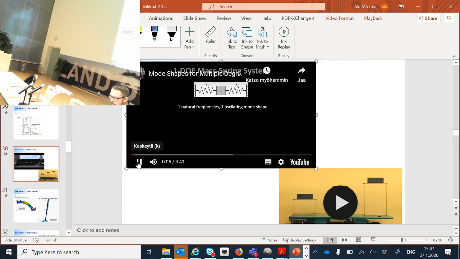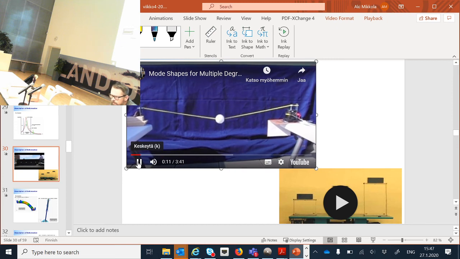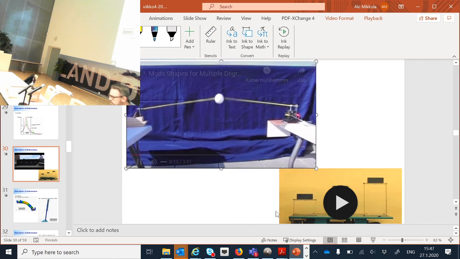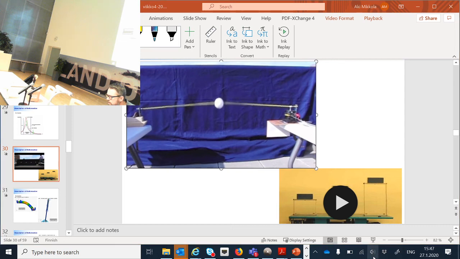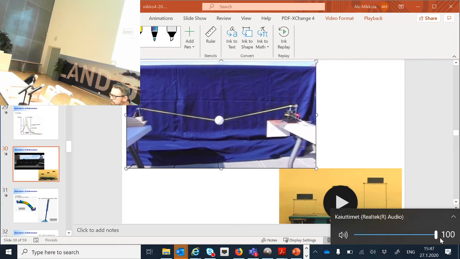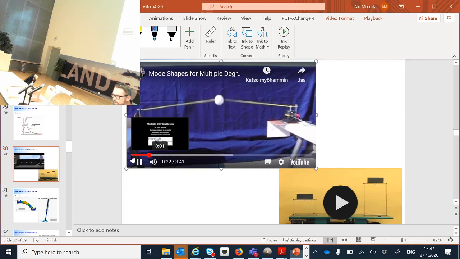a 1 degree of freedom mass spring system has one natural frequency and one vibrational mode shape. The mass oscillates back and forth, or in this case up and down, at a frequency that depends on the inertia, or mass, and elastic, or stiffness properties of the system. Okay, so let's get one more time from the beginning.